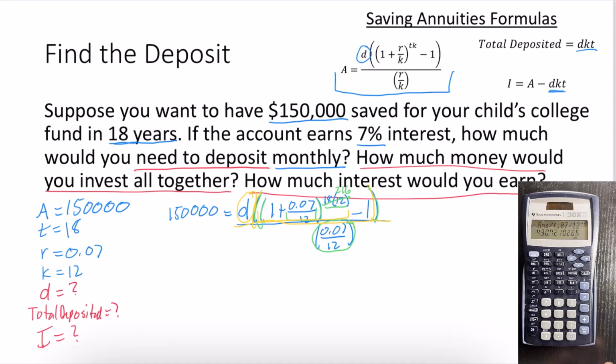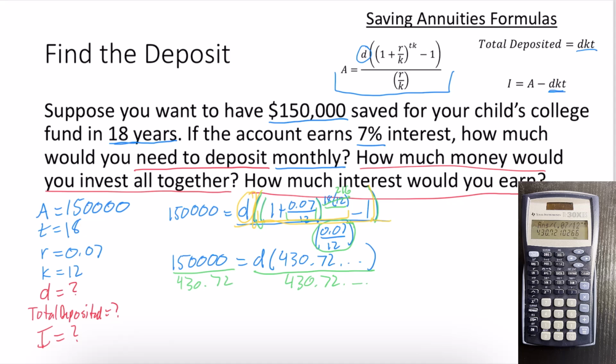So when I do that, I get 430.721, etc. And so if I rewrite my equation that I've got so far, I have 150,000 equals d times that 430.72, etc. number. And since I want to find out what d is, I'm going to divide by 430.72, etc. on both sides.